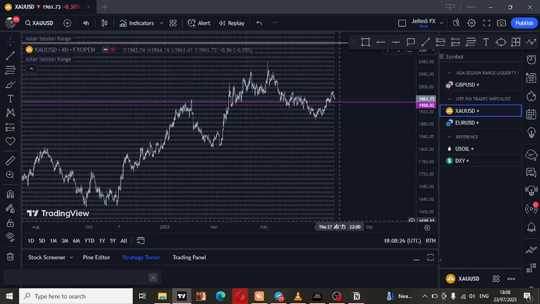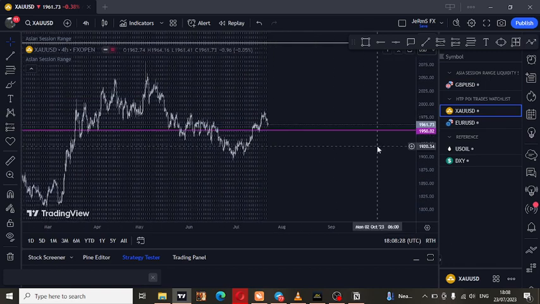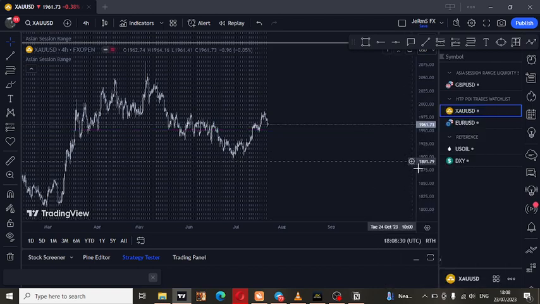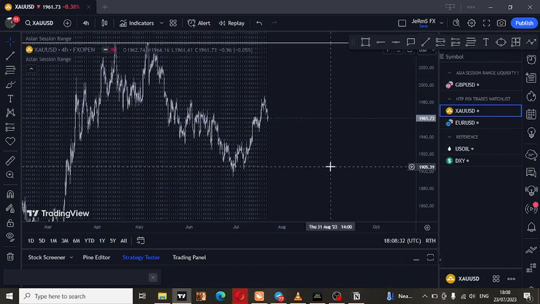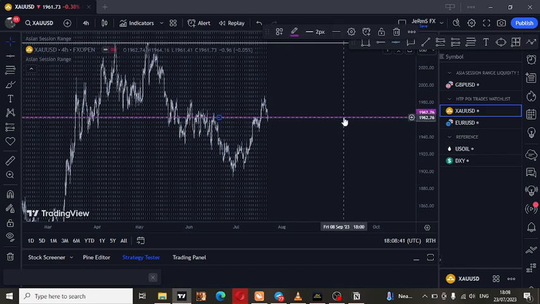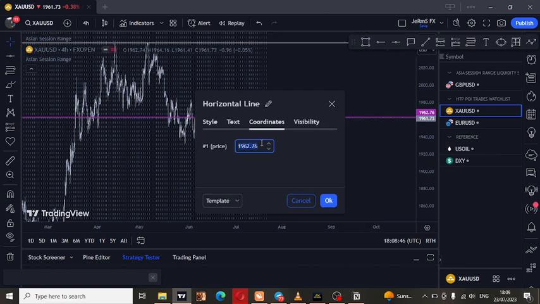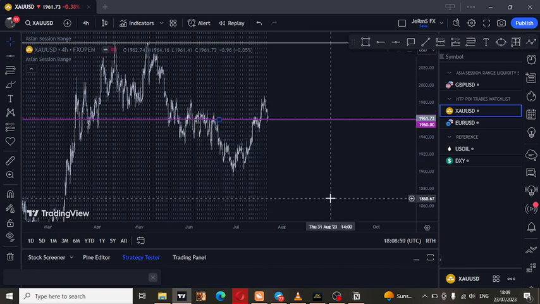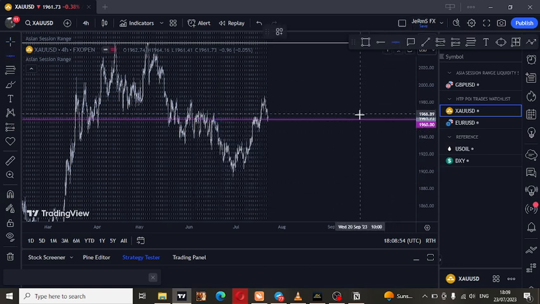So the psychological level on gold, we'll be looking at this current price action. Price is currently at 1961. So when you round 1961 to the nearest whole number, it will be 1960. So you just snap your horizontal line here, go to settings, and then change everything to 1960, and then okay. So you just keep adding them. 1960, the next one will be 1970.